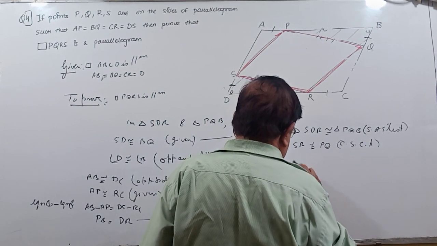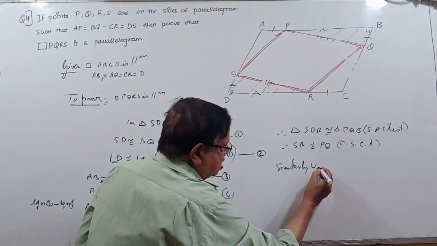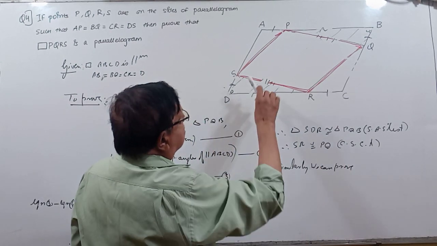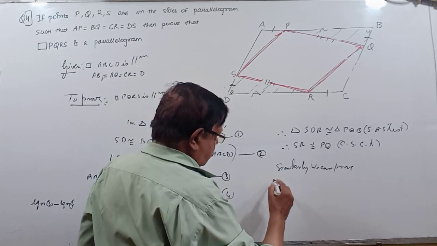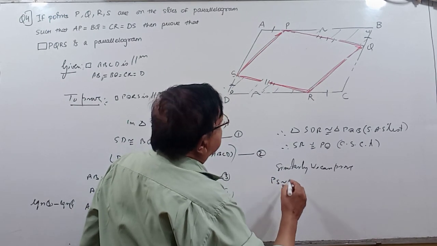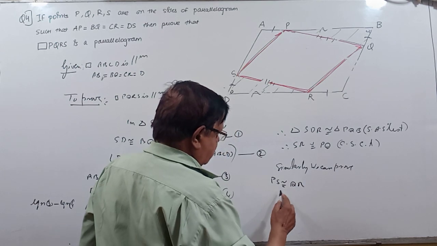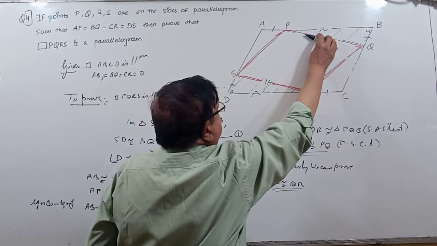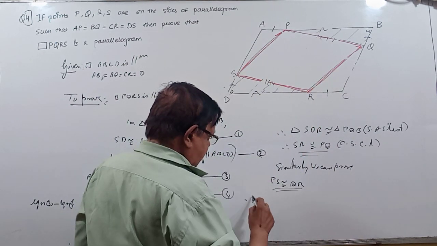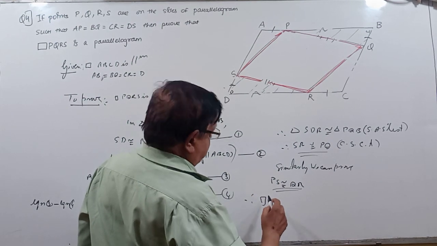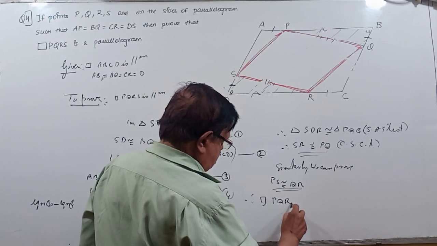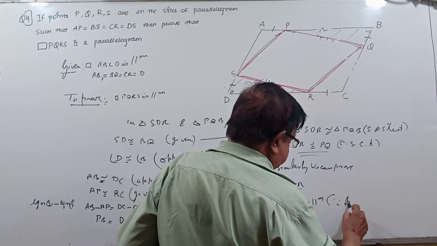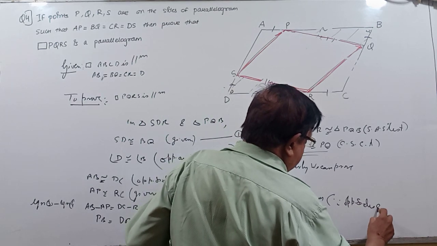Similarly, we can prove this is congruent to this. Similarly, we can prove PS congruent to QR. Therefore, this is congruent to this, this is congruent to this. Therefore, quadrilateral PQRS is a parallelogram. Reason: opposite sides are congruent.